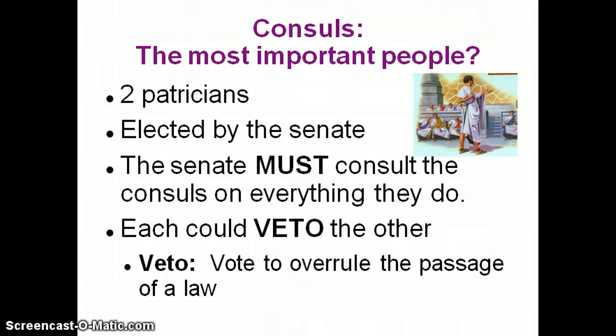Please turn your note sheet back over to the front where it says, under government in Rome, the 3rd term is veto. A veto is a vote to overrule the passage of a law. So if a consul did not want a law to take place, they could say, I veto this law, and it would not happen, which is a pretty significant power. Our presidents in the United States have veto power, but most of them don't use it very often because it's a big power for them to have.